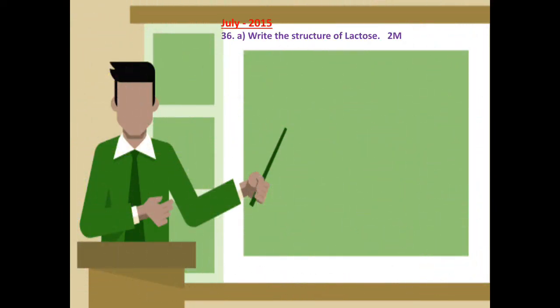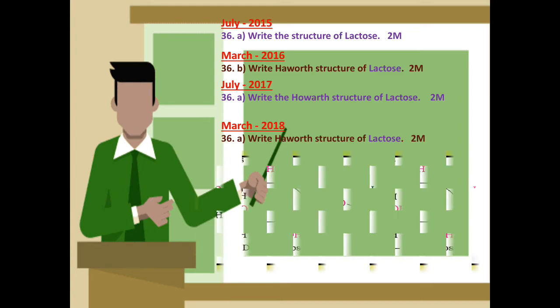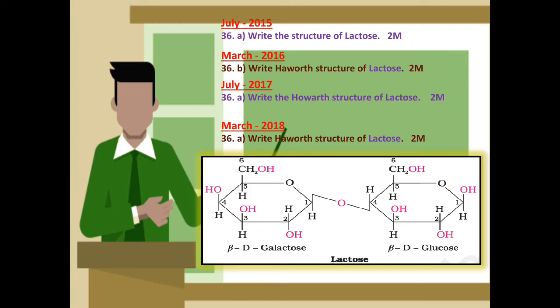Question paper question, July 2015, 36th. A question in the annual examination: write the structure of lactose, 2 marks. March 2016, same question. July 2017, same question. Even March 2018: write the Haworth structure of lactose for 2 marks. Your answer must be this one. Just now I have explained how to write the Haworth structure of lactose molecule. So you will practice, yes.